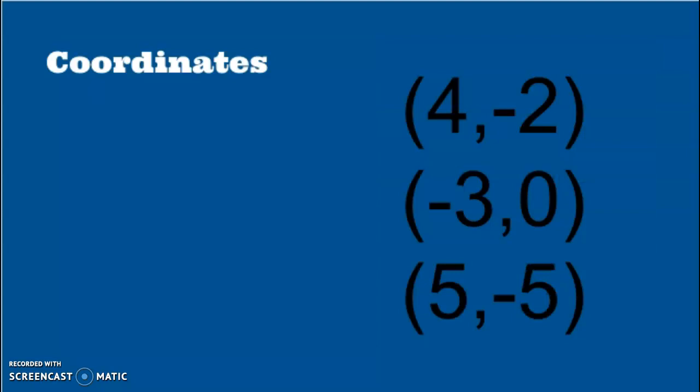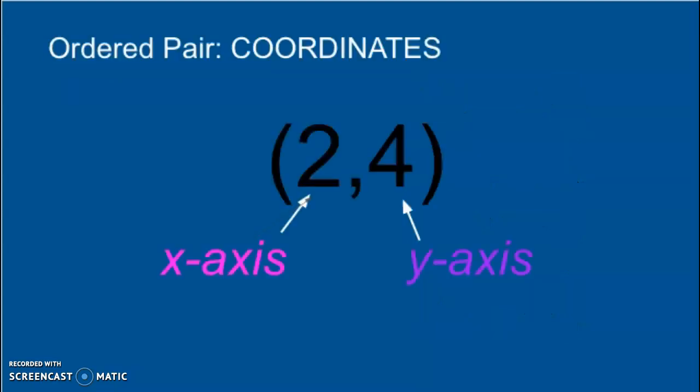So, what are coordinates? Coordinates are pairs of numbers such as (4, -2), (-3, 0), or (5, -5), and so on. They always appear this way, two numbers in parentheses separated by a comma, and are called an ordered pair. Awesome! But what do I do with these numbers? How does this work? The first number in the pair is always represented on the x-axis, and the second number on the y-axis. The pair meet at a point on the plane.